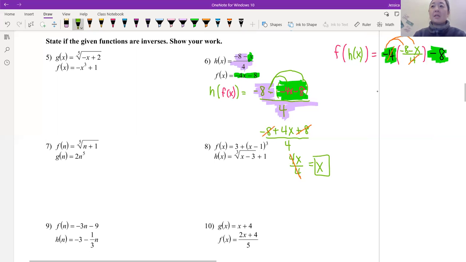And so what you get is negative times -8 is +8. Negative times -x is plus x. And then we have that -8 out here, right? And so then right from here, I'm like, oh, the 8's cancel out. Happy days, because they're just 0. And all we have left is the x. Yay. So we can say, yes, they are inverses.